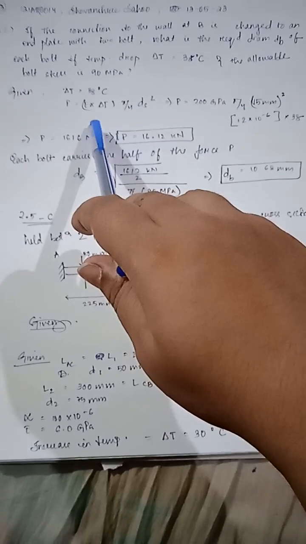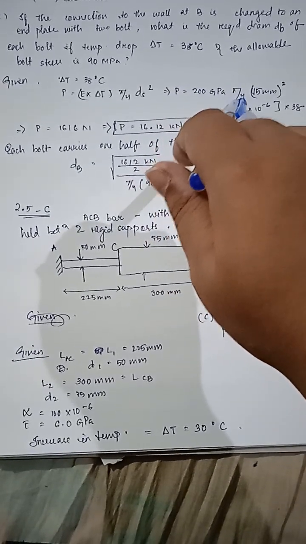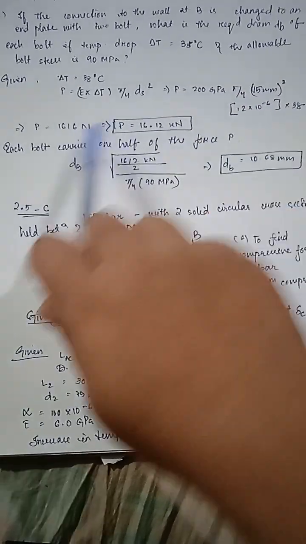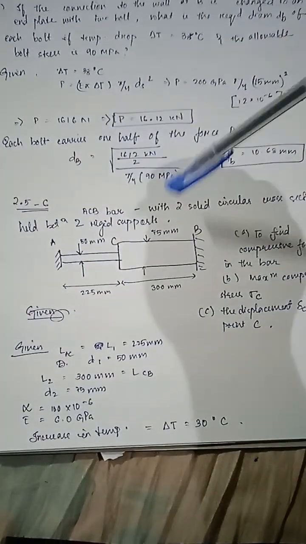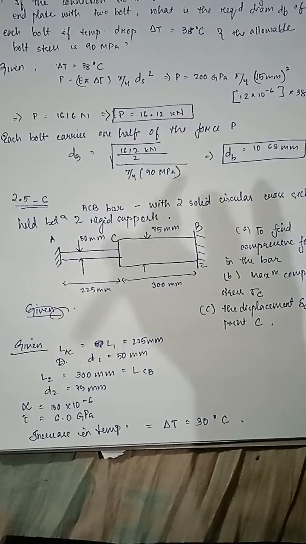P is E alpha delta T into pi by 4 d square. So P is equal to 200 into pi by 4 into 15 mm square into 12 into 10 to the power minus 6 into 38, which gives us P is equal to 16.12 kilonewton. So each bolt carries 1/2 of the force, hence dB is equal to 10.68 mm.